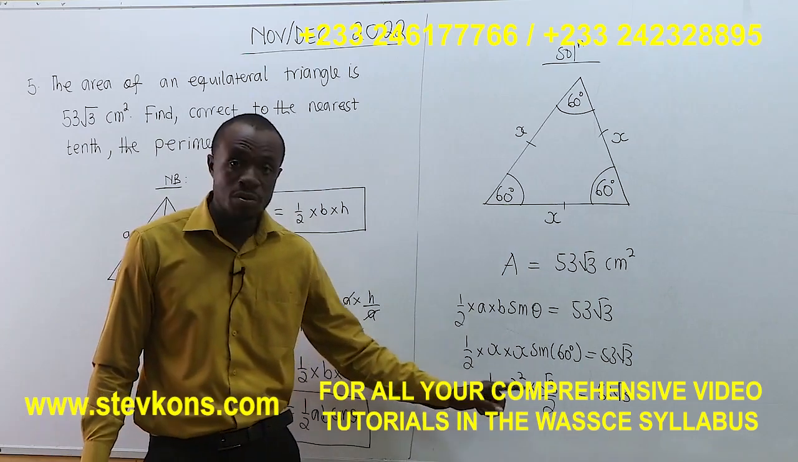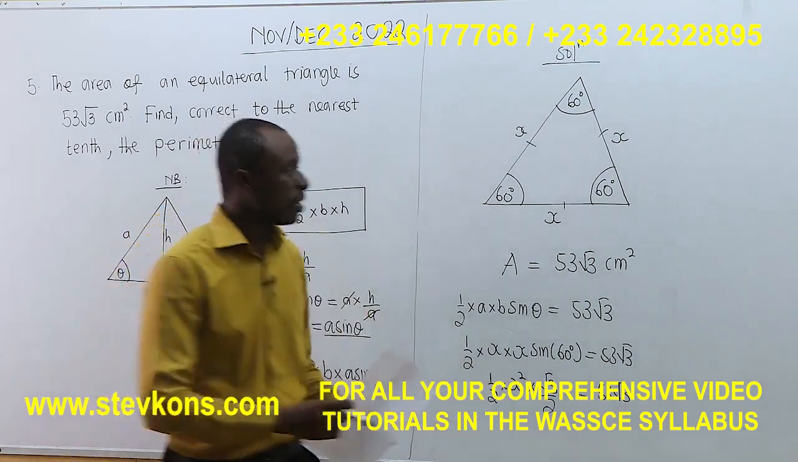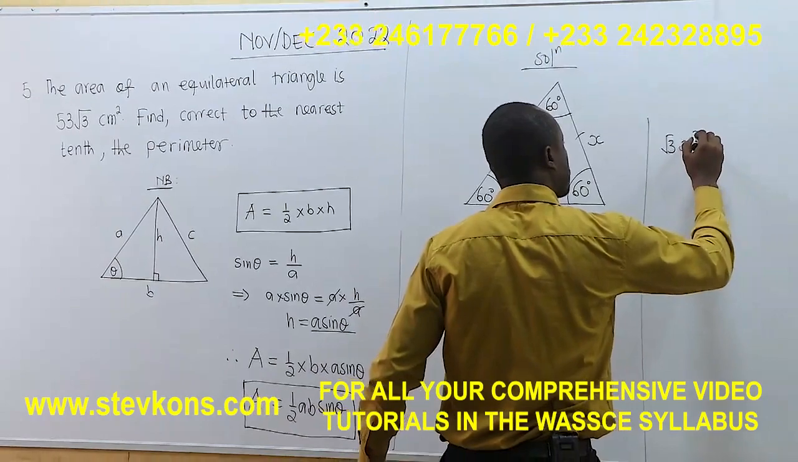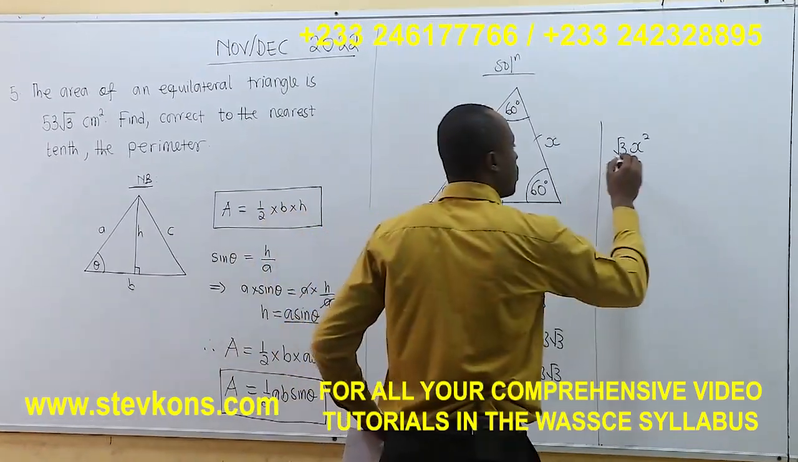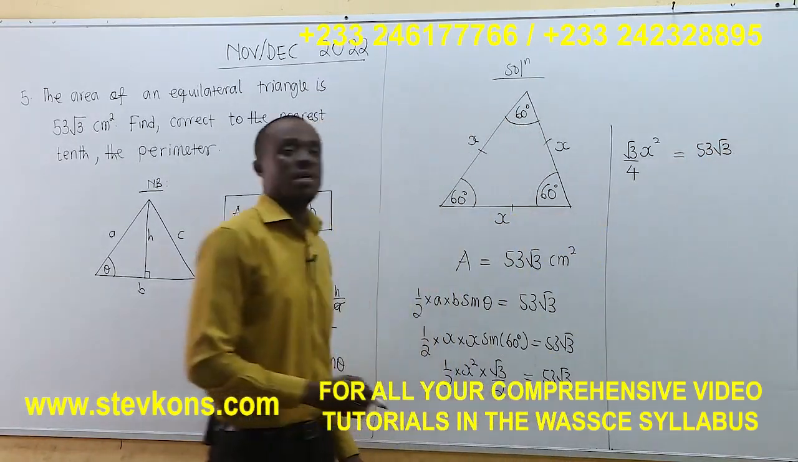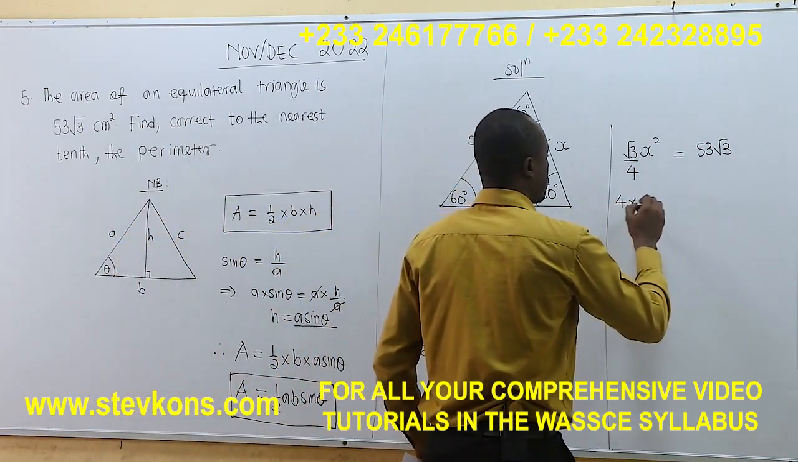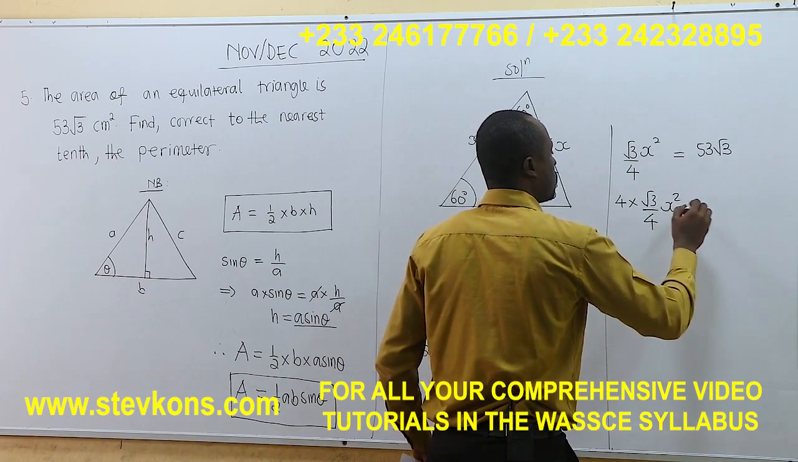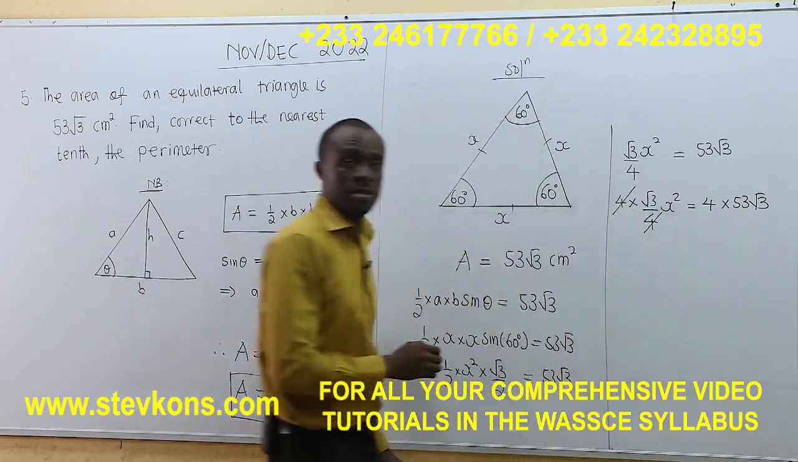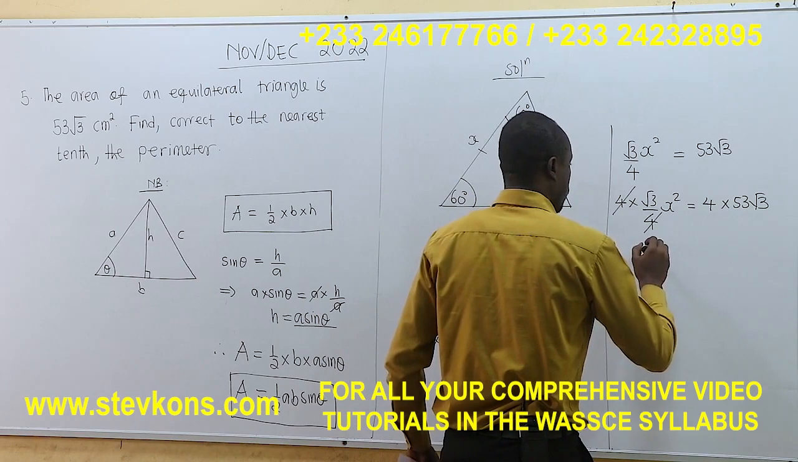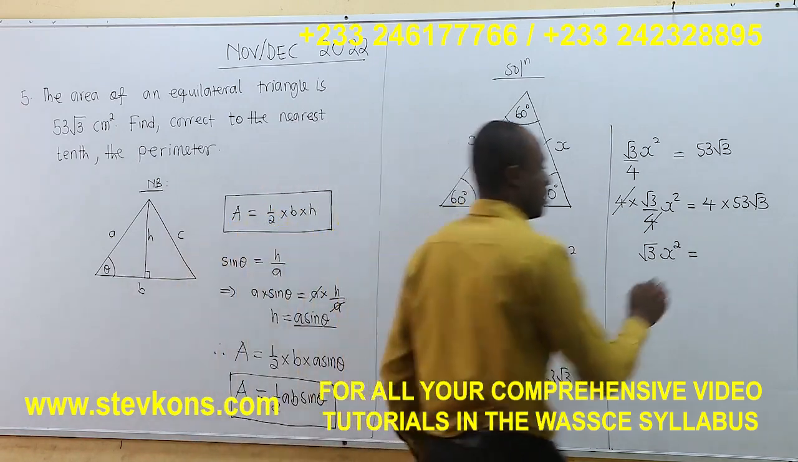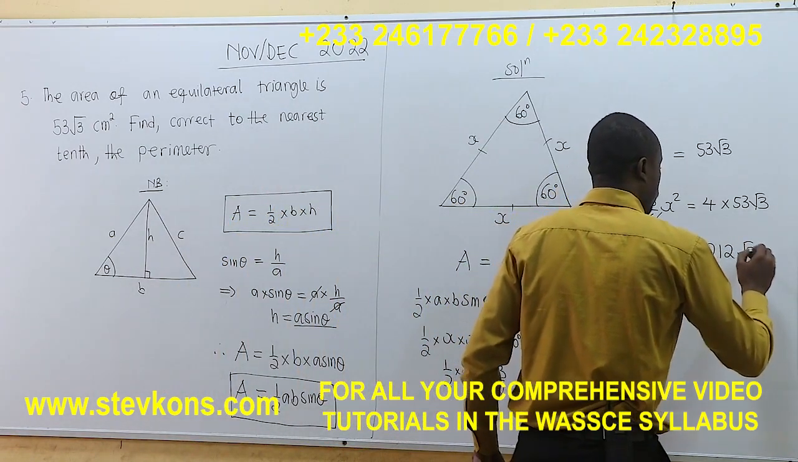Now, what do we know? When you're multiplying numerator times numerator, denominator times denominator, so X squared times √3, and clearly we are going to get √3 X squared. Now 2 times 2, so that is over 4, and this is equal to 53√3. What's the LCM? LCM is 4, so we have 4 times √3/4 x squared equal to 4 times 53√3. Now this 4 is canceling out the 4 over there, so we have root 3 x squared equal to 4 times 53, and clearly that is 212 root 3.